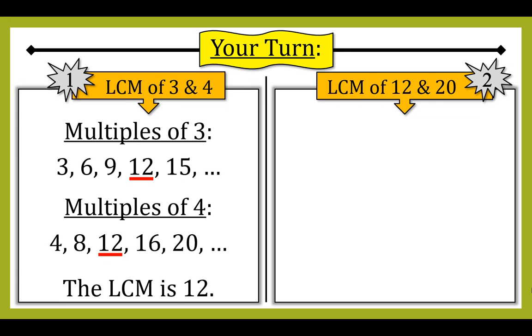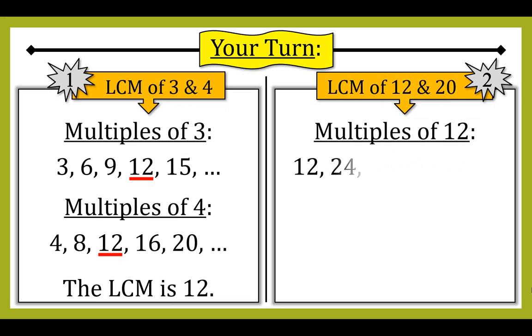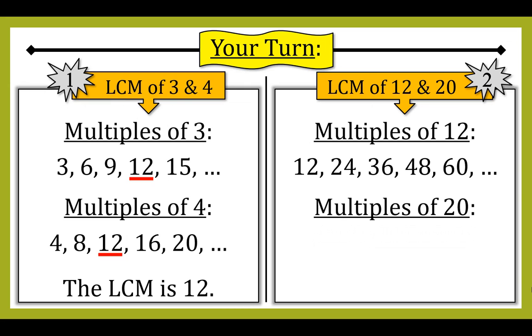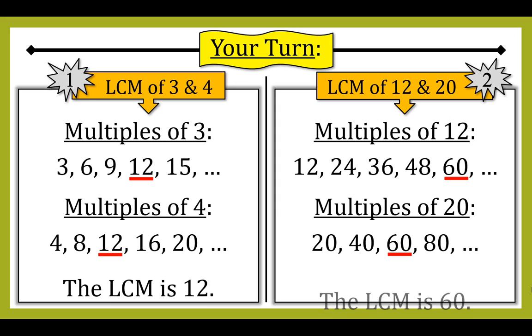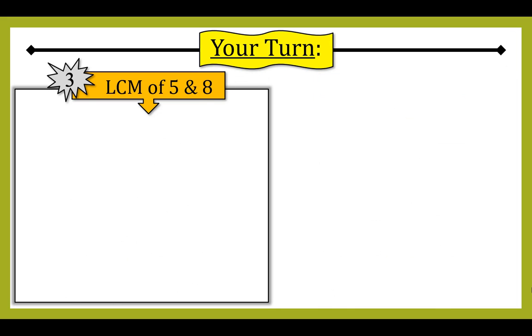Okay, so let's find the least common multiple of 12 and 20. So I'm going to write the multiples of 12. I have 12, 24, 36, 48, 60, and it keeps going. I have multiples of 20: 20, 40, 60, 80. It'll keep going, but I can already see that I have in common 60. And again, that's the least common multiple because I don't have any other multiples in common that are smaller than 60. So the LCM, least common multiple, is 60. Okay, problem number 3, go ahead and pause the video.